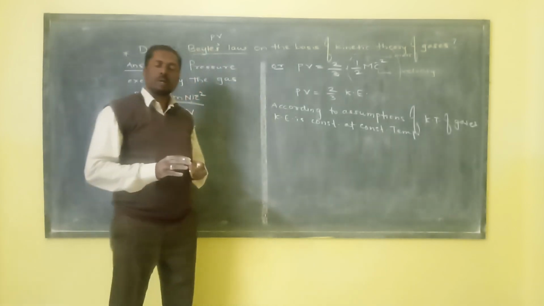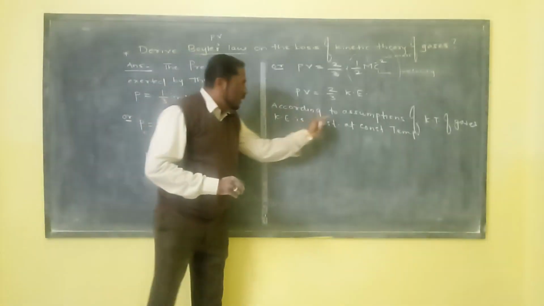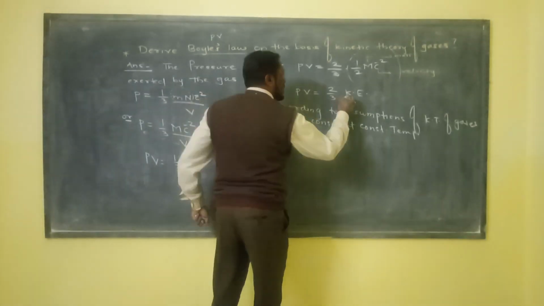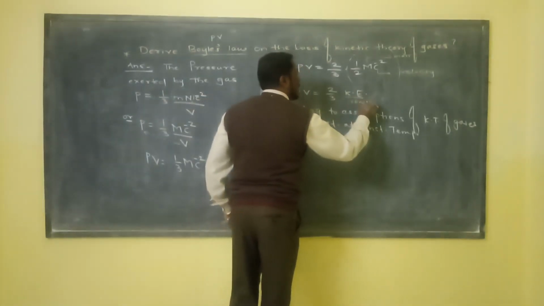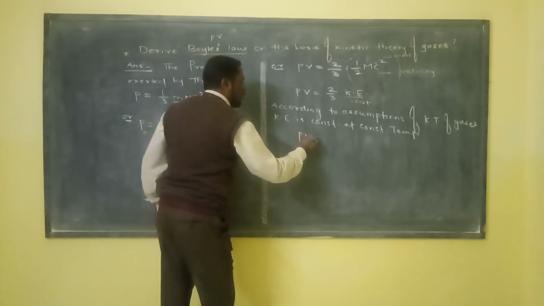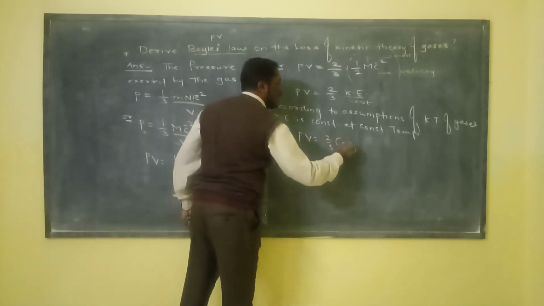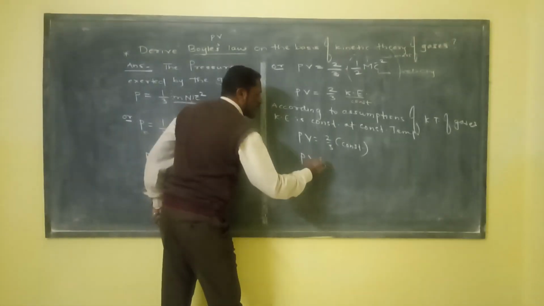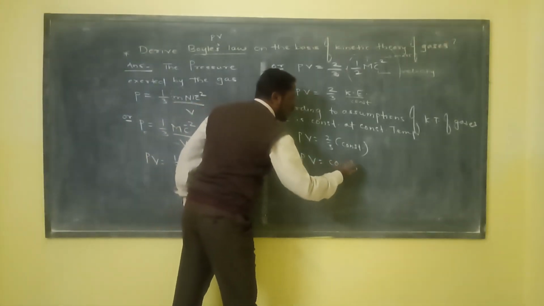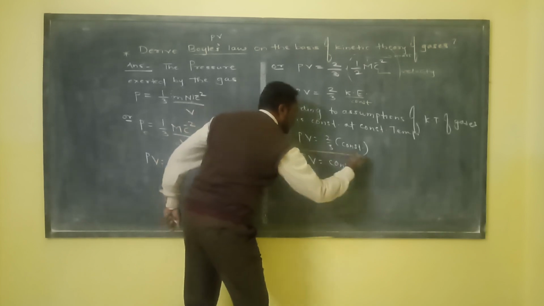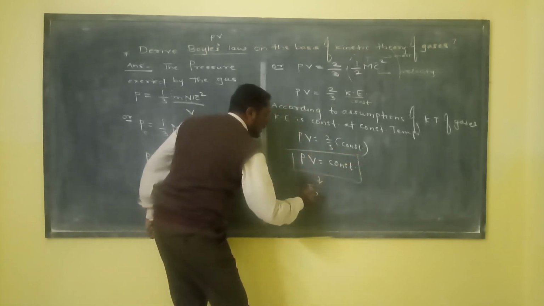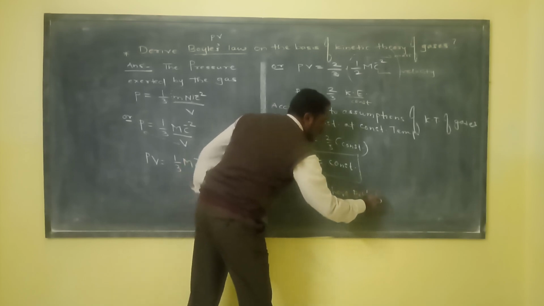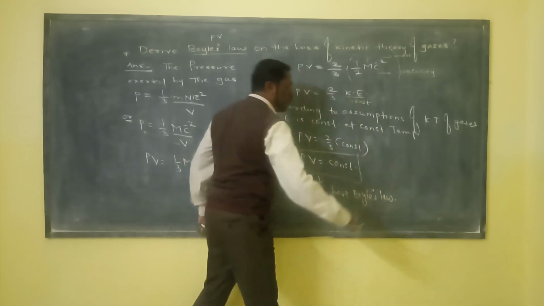The assumption of kinetic theory of gases tells us that the kinetic energy of a gas is constant at constant temperature. So this factor is constant here. So what can we write? PV is equal to 2 by 3 into constant. Something multiplied by a constant becomes constant. So PV is equal to constant. Thus, Boyle's law is obeyed here.